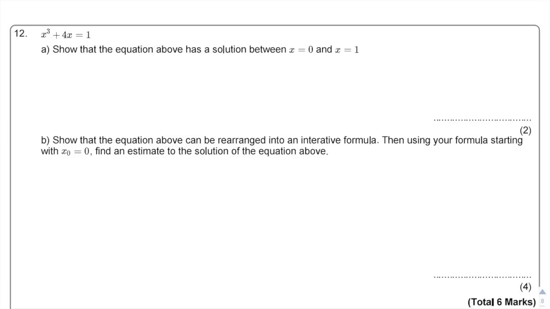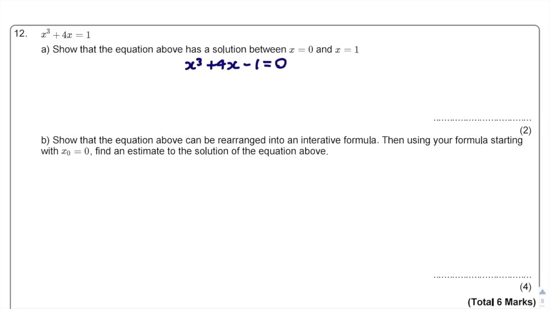Question 12, we've got the equation x cubed plus 4x equals 1. Part A says show that the equation above has a solution between x equals 0 and x equals 1. So what I'm going to do is rearrange this equation slightly. So I'm just going to bring the 1 over to the left hand side. So we're going to have x cubed plus 4x minus 1 equals 0.